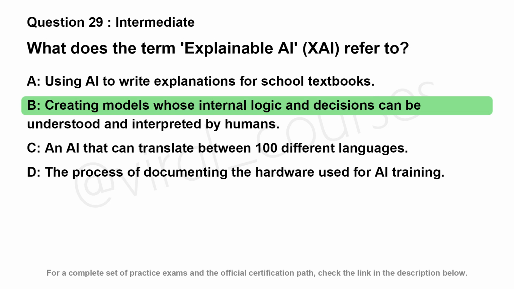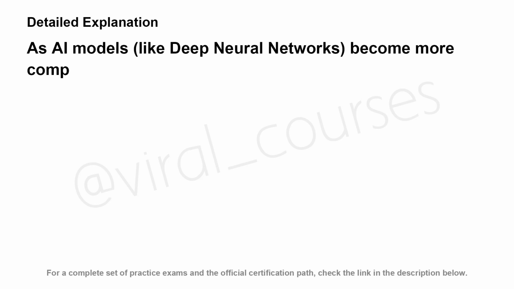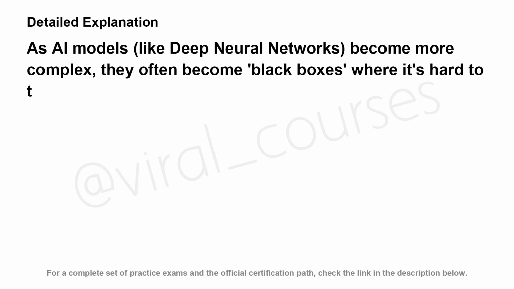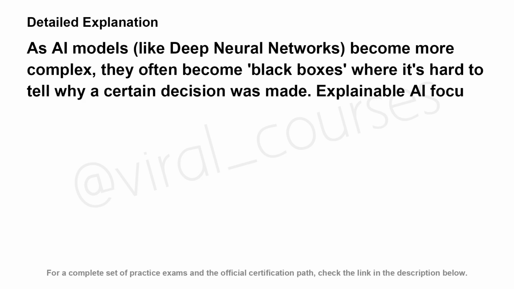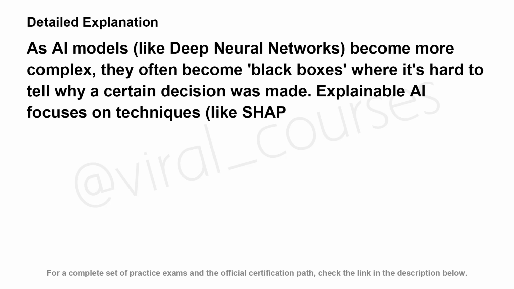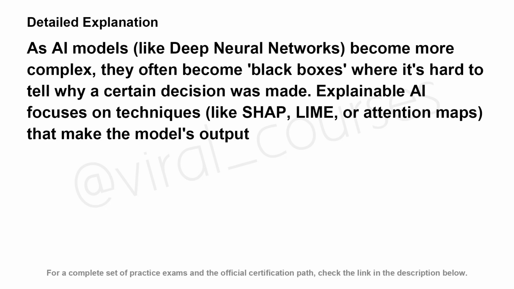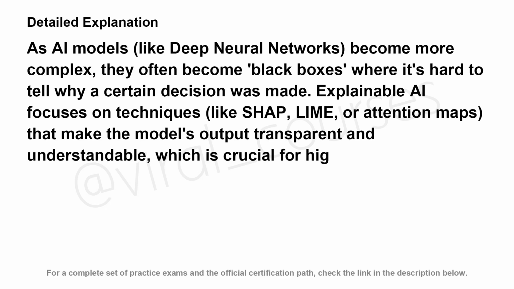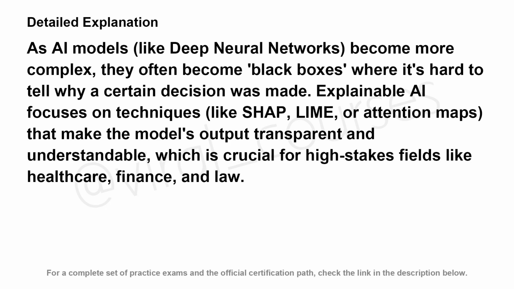The correct answer is B. As AI models, like deep neural networks, become more complex, they often become black boxes, where it's hard to tell why a certain decision was made. Explainable AI focuses on techniques, like SHAP, LIME, or attention maps, that make the model's output transparent and understandable, which is crucial for high-stakes fields like healthcare, finance, and law.